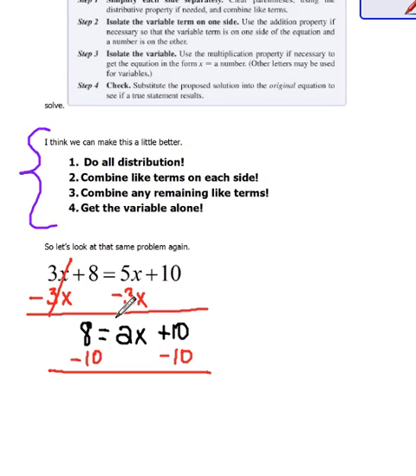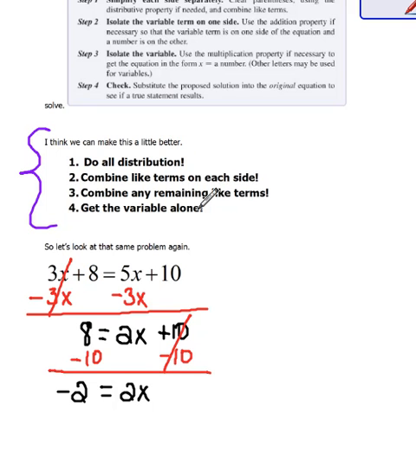Now, we still have numbers on both sides of the equal sign that we can combine. So the opposite of this plus 10 is a minus 10. So I'm going to subtract 10 from both sides. 10 and negative 10 is 0. So on the left-hand side, we have 8 minus 10 would be negative 2. And on the right-hand side, we have 2x. Now, we have combined all like terms at this point. But our variable is still not alone.